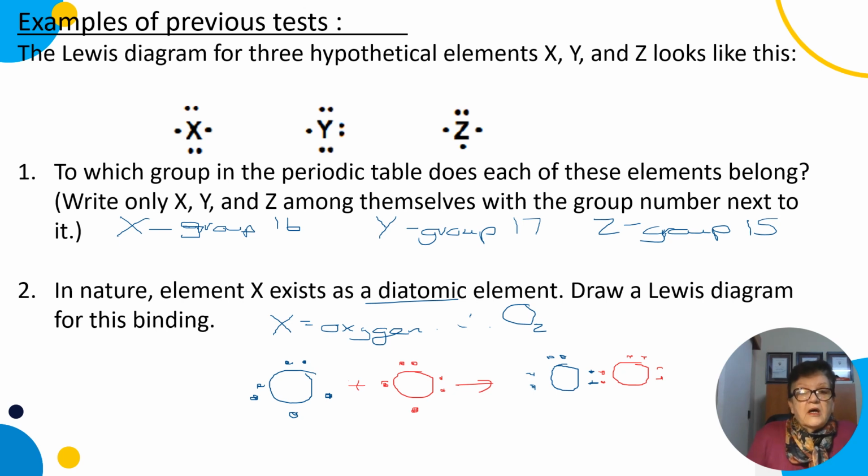Question 2. In nature, the element X exists as a diatomic element. Draw a Lewis diagram for the bonding. So the only diatomic element in group 16 is oxygen, which has the formula O2. So one oxygen atom has two paired sets of electrons and two unpaired electrons.